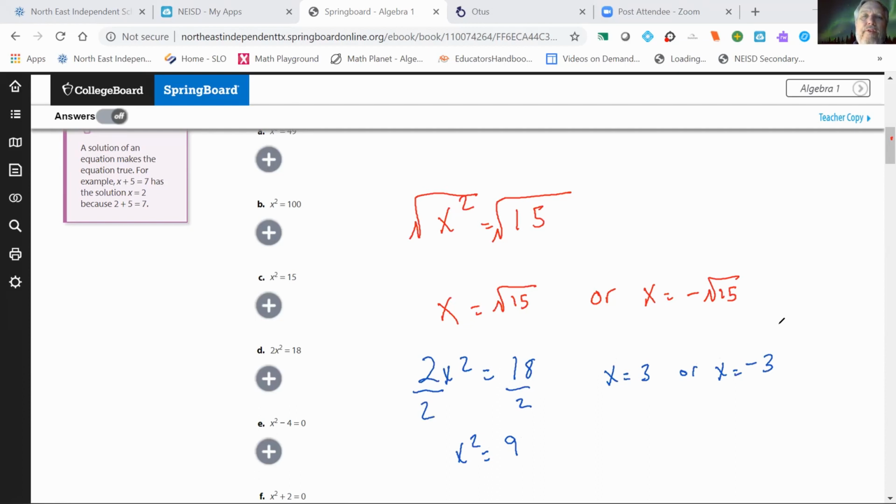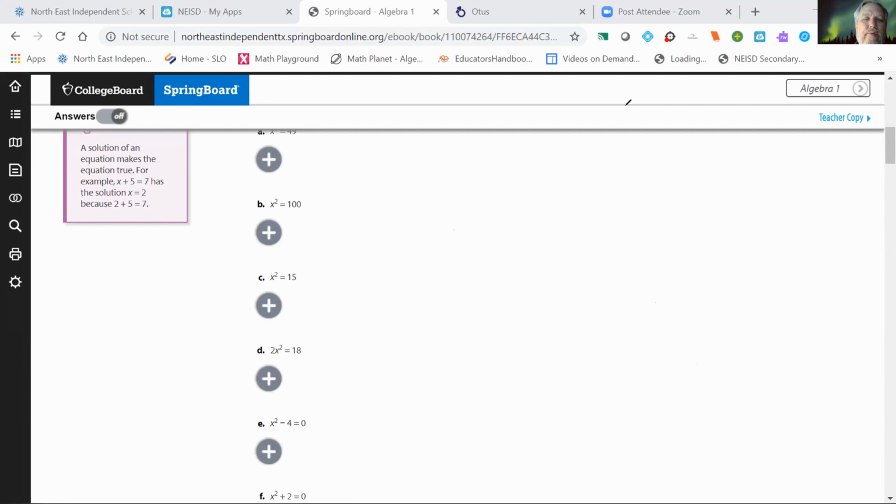Now the rest, we're just using our standard algebraic rules. E is x squared minus 4 equals 0. I'm trying to get the x squared by itself, so I have to add 4 to both sides. So x squared is equal to 4, which we know x can equal 2, or x can equal negative 2.